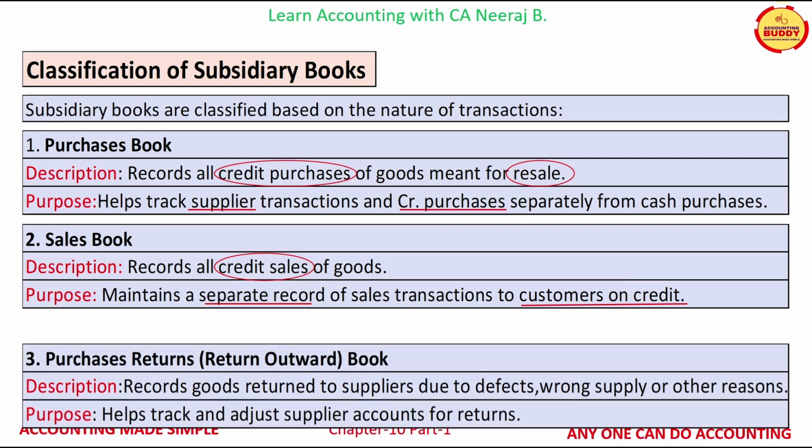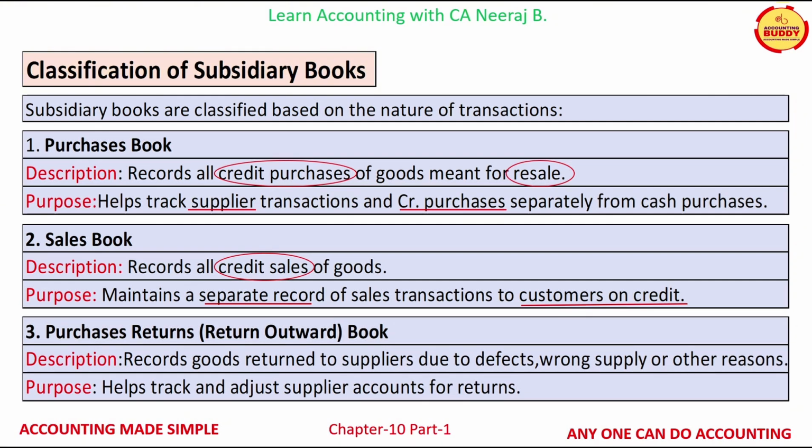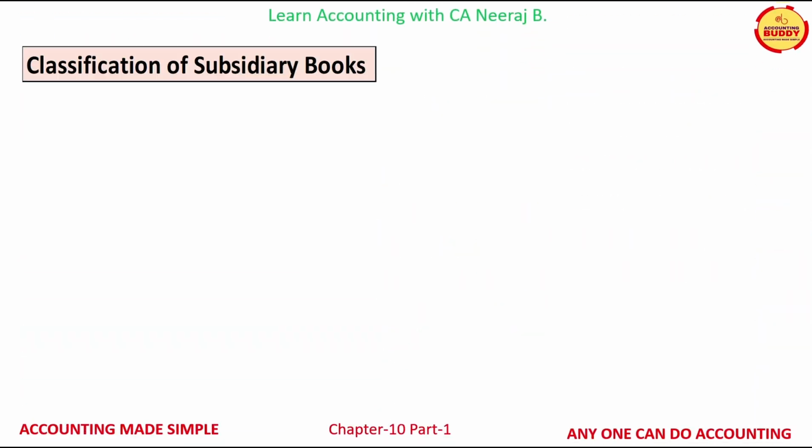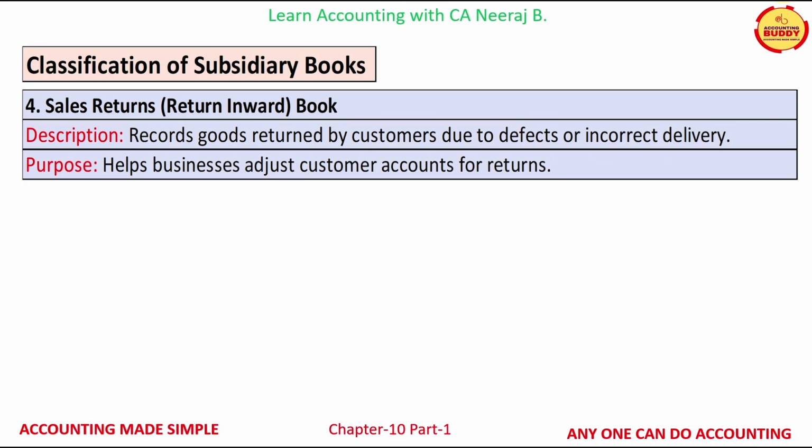Another subsidiary book is purchase return book or return outward book. Purchase return book records goods returned to supplier due to defects, wrong supplies, or other reasons. Purchase return book helps track and adjust supplier account for returns. Another subsidiary book is Sales Return Book or Return Inward Book. Sales Return Book records goods returned by customers due to defects or incorrect delivery. Sales Return Book helps businesses adjust customers' accounts for returns.